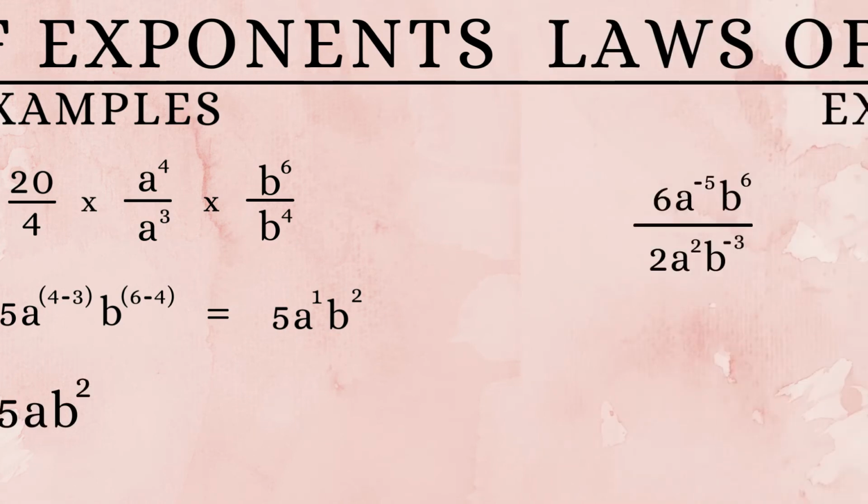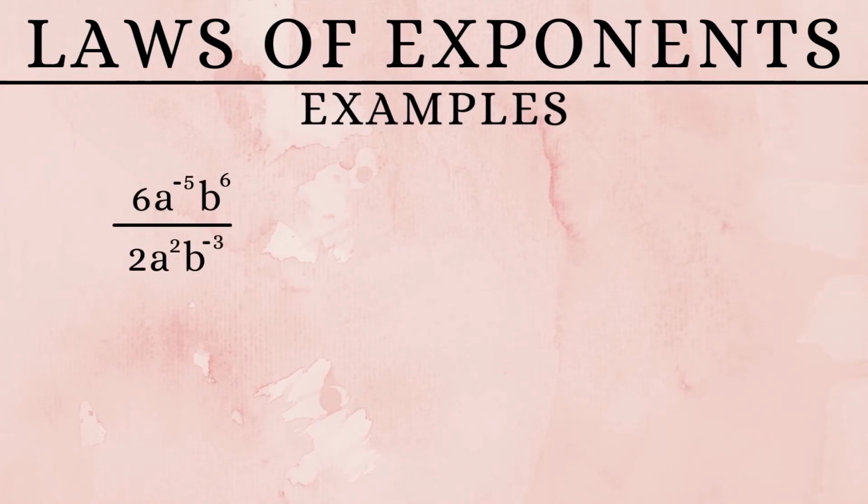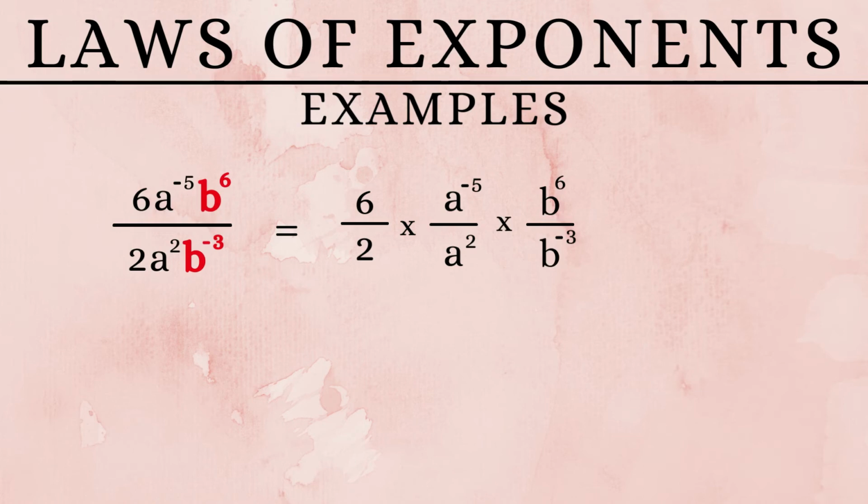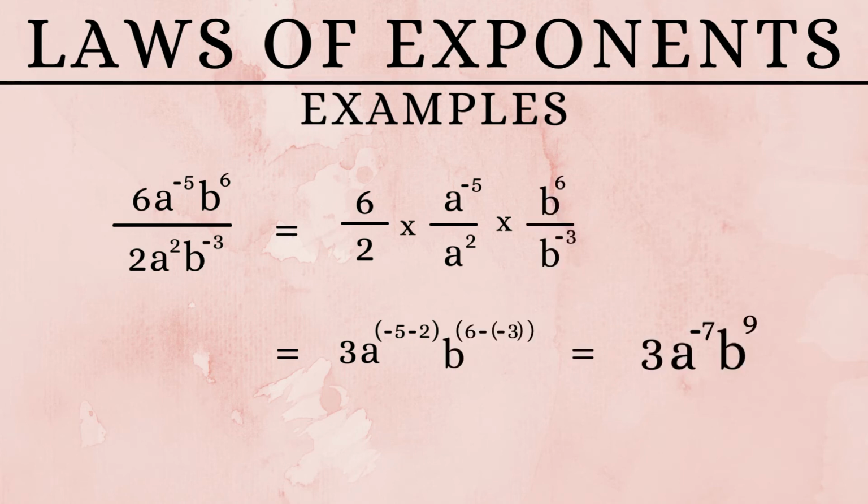Next example, 6a to the power of minus 5 b to the power of 6 by 2a to the power of 2 b to the power of minus 3. Here again, let's group the fraction as 6 by 2 into a to the power of minus 5 by a square into b to the power of 6 by b to the power of minus 3. That results in 3a to the power of minus 5 minus 2 into b to the power of 6 minus minus 3. Simplifying that further, we get 3a to the power of minus 7 b to the power of 9.